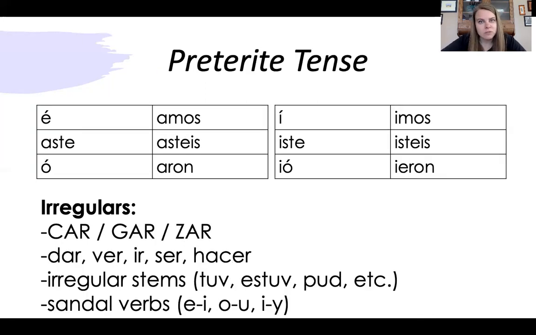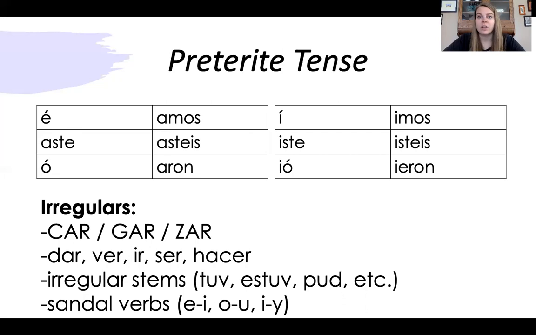Preterite. This took most of Spanish 2, so this is not an exhaustive study of the preterite right now, but just to jog your memory, it's your flip book that we made earlier this year back in the fall. These are our endings: e, aste, ó, amos, asteis, aron, and í, iste, ió, imos, isteis, ieron. Make sure you remember those accent marks. And then our categories of irregulars, of course, we have car, gar, zar verbs.